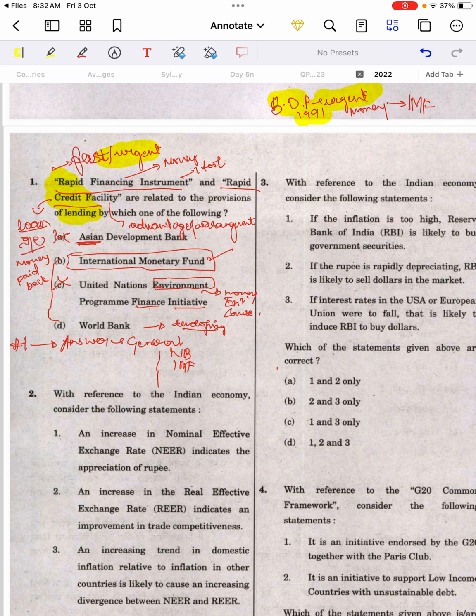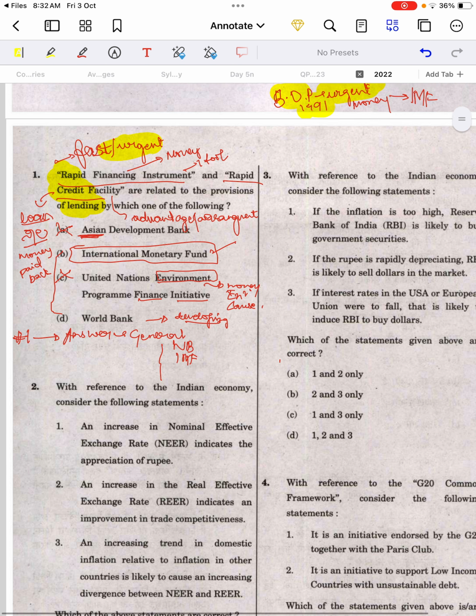Example, in India also the 1991 BOP crisis happened. IMF was the one which lent money to India, even for Sri Lanka, even for Pakistan. In any economic crisis, IMF was the one which gives money. So all rapid financing or credit financing is done by IMF. This was quite general in nature. If you apply these two elimination techniques and rules, you will get the answer.